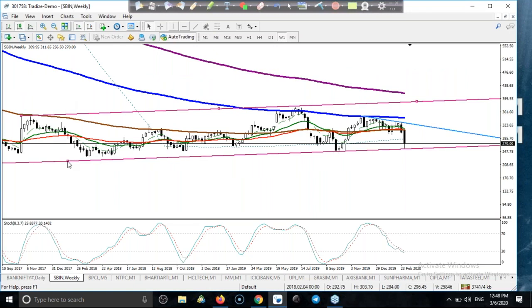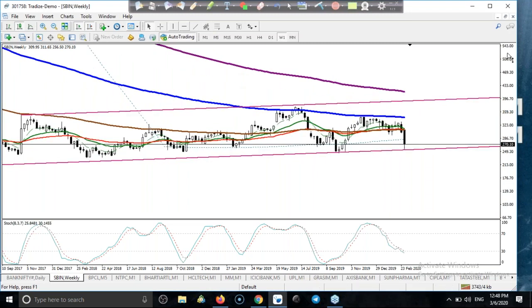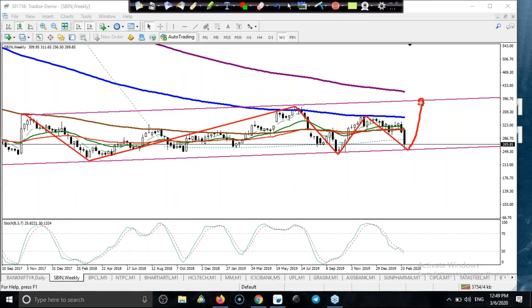Now, let me zoom a little more. Okay, now it's okay. Suppose here this is SBIN. Suppose SBI is running like that, and they are running like that. If I'm thinking that SBI will again hit this level, within 1 week, 2 weeks, 1 month, or 2 months, in this area SBI will hit this level because they are running in a range. So we are thinking SBI will again hit this level.